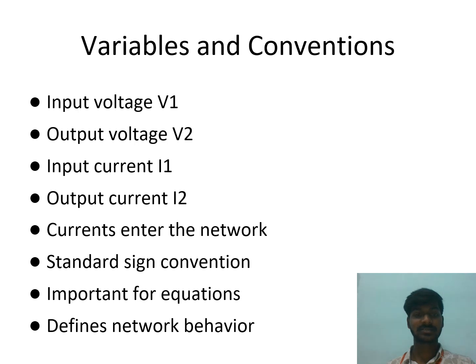Variables and conventions. In this, V1 is the input voltage and the output voltage is called V2, and the input current is known as I1 and the output current is known as I2. Currents may enter the network. Standard sign convention is important for equations, and this defines network behavior.